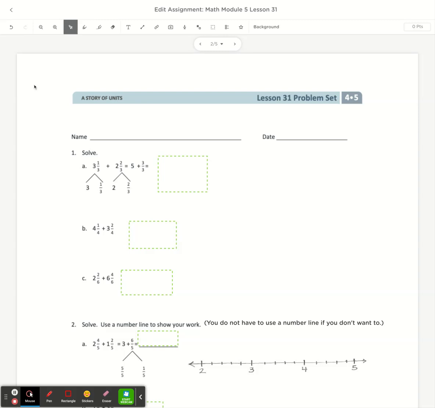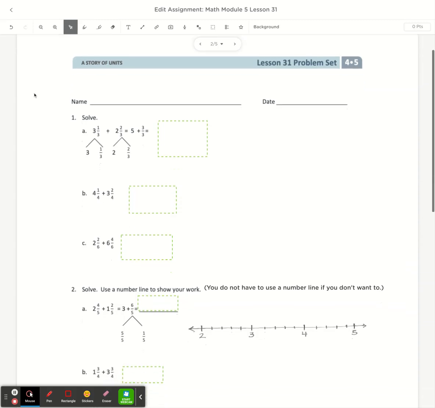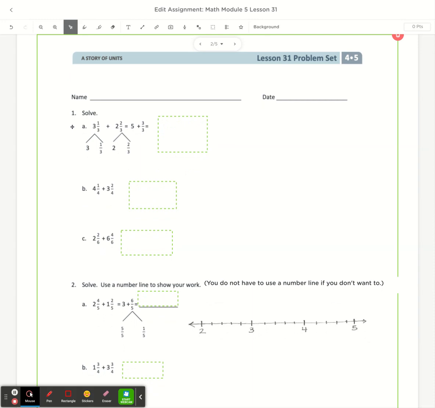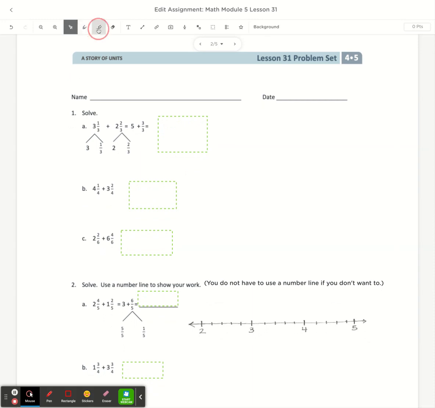So this lesson is all about adding fractions together, specifically adding mixed numbers. So let's start off on slide 2, looking at problem number 1. It's just telling us to solve.